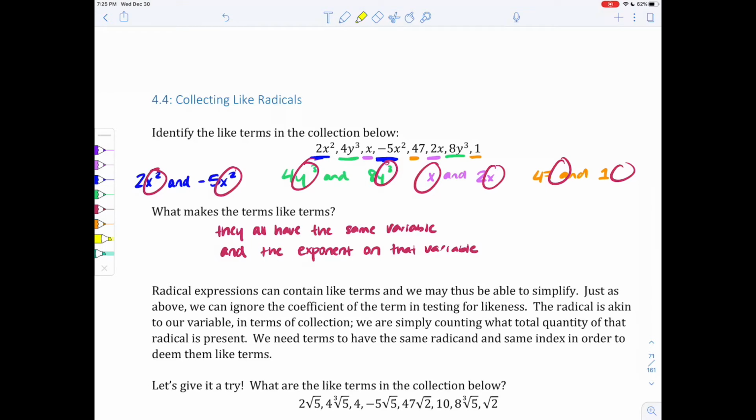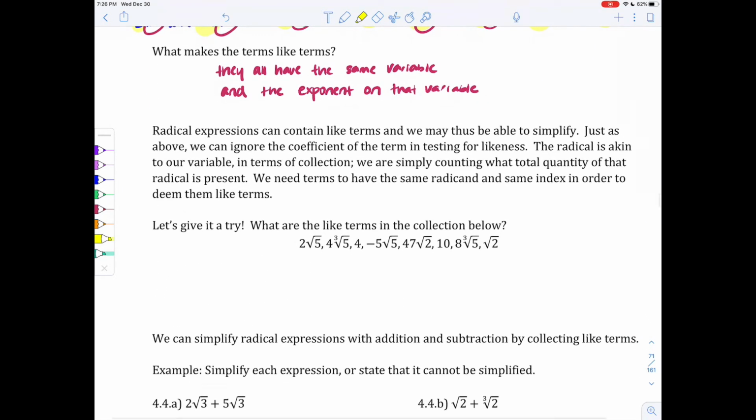Notice that when we were looking at our like terms, it really doesn't matter what the coefficients are. Look, 2 and negative 5, what's similar about them? 4 and 8, 1 and 2, 47 and 1. It doesn't really matter what the number value is. It was just the variable and its exponent. In the same way that we can collect or identify like terms for polynomial expressions, we can simplify radical expressions by also looking for like terms.